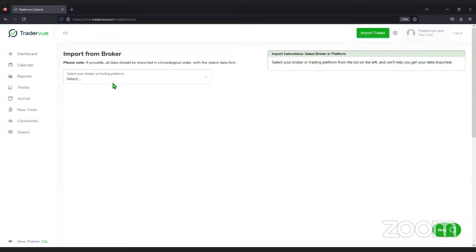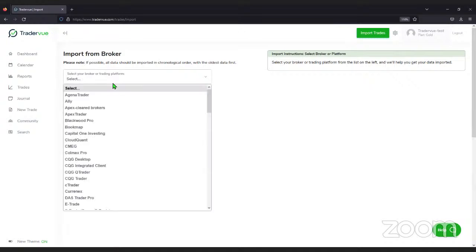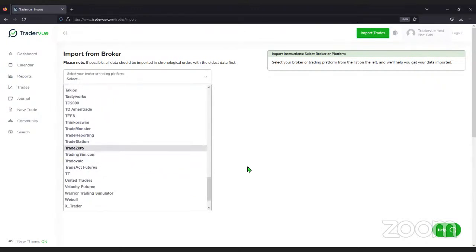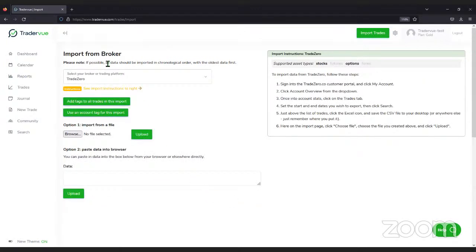So basically you can get this CSV file either from your broker or your trading platform, or sometimes from both, depending on what broker or trading platform you're using. And so essentially, we support a lot of multiple brokers and platforms as well, as you can see here. In this case, I'm personally using TradeZero for this example. And so once you click your broker or trading platform, you will get all the instructions here on the right side.